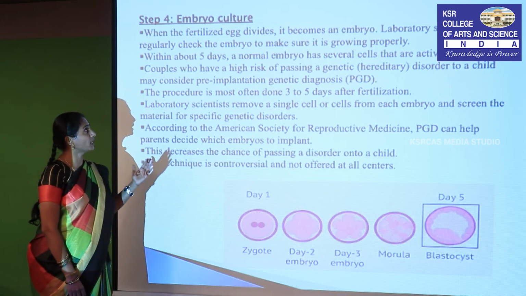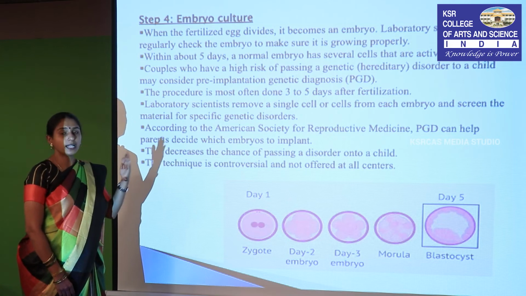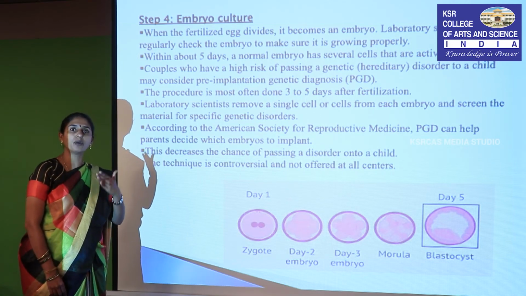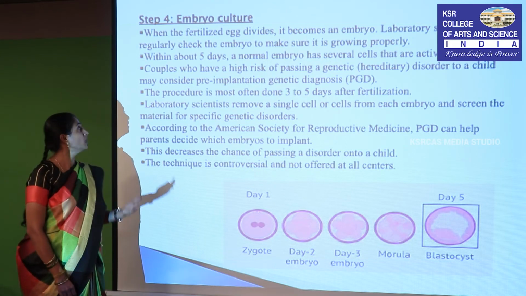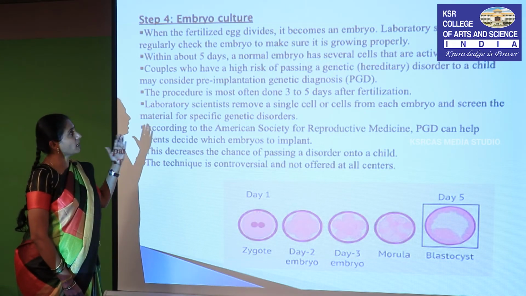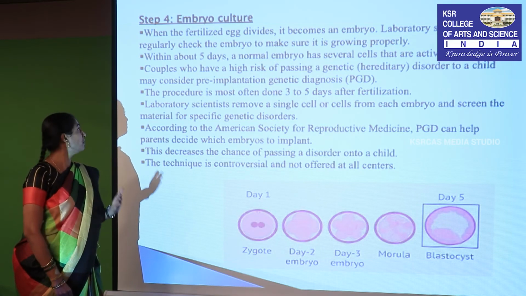When the egg is fertilized, it starts dividing. Okay, it becomes an embryo. The laboratory staff will be continuously monitoring the growth of the embryo. That is, the cell division is monitored by them. Within about 5 days, a normal embryo has several cells that are actively dividing.